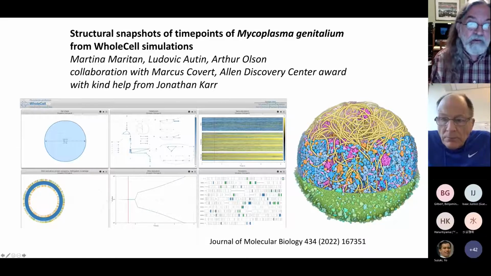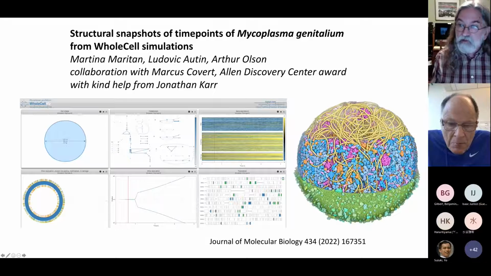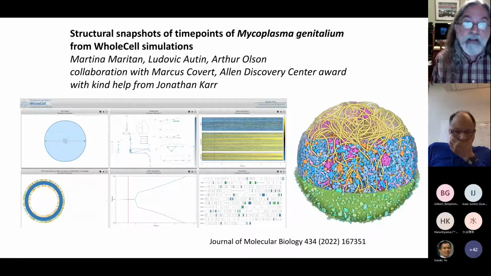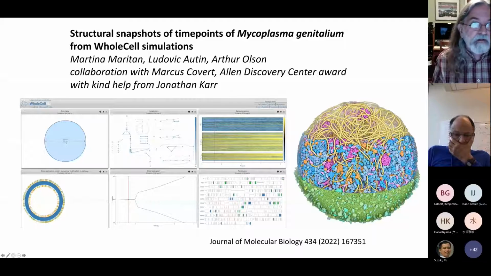And what we're trying to do is basically take their metabolic network modeling of Mycoplasma genitalium and allow them to go to one of their time points and then build a structural snapshot of what that cell would look like based on the information that they have from their metabolic network of what needs to be included, how much, what's interacting with what, and all of that kind of information. And so Martina published this paper earlier this year, putting together all the work she did over the past 2 years on building these models.